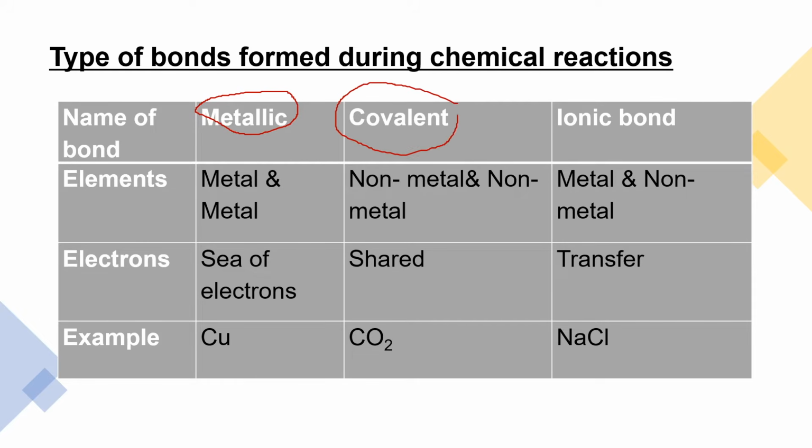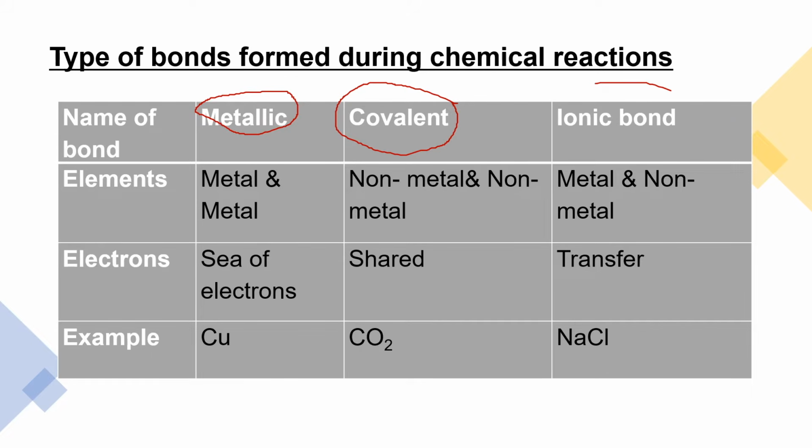Our next type of bond is a covalent bond. A covalent bond occurs between a non-metal and a non-metal that are bonding together. The electrons in a covalent bond are shared between the two elements that play a role in the compound. An example can be carbon dioxide.